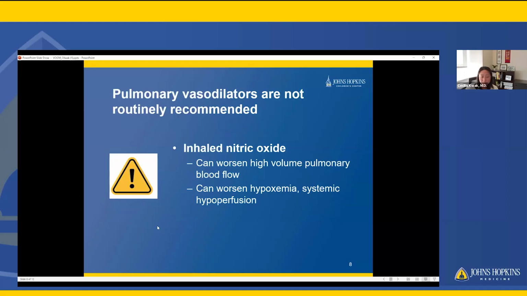If in some severe cases that does happen, you just have to be ready that if you're seeing worsening systemic steal, to stop that because it's not working.